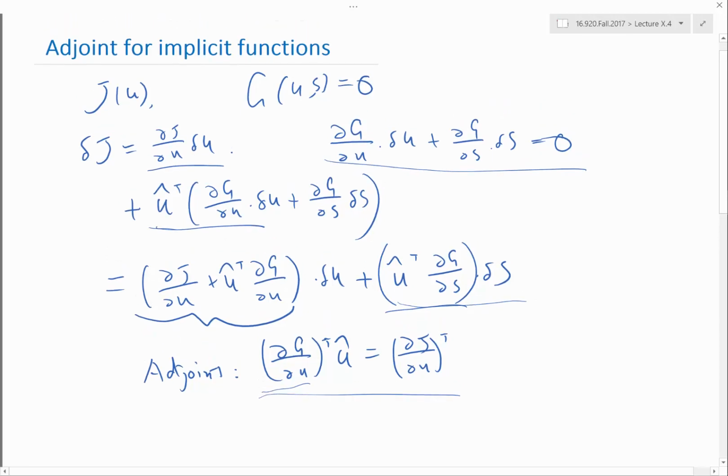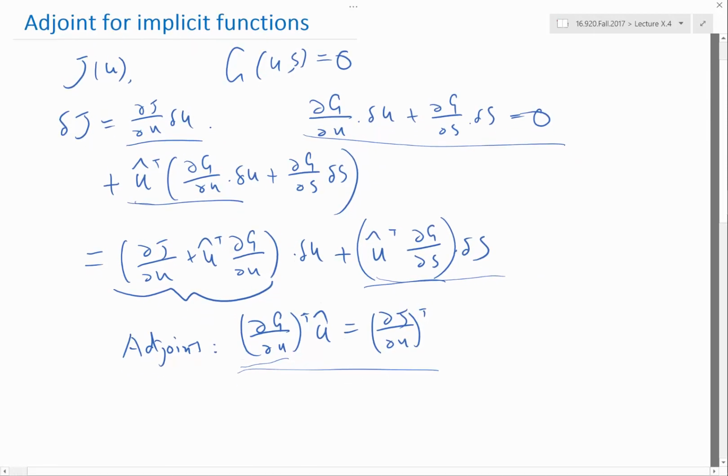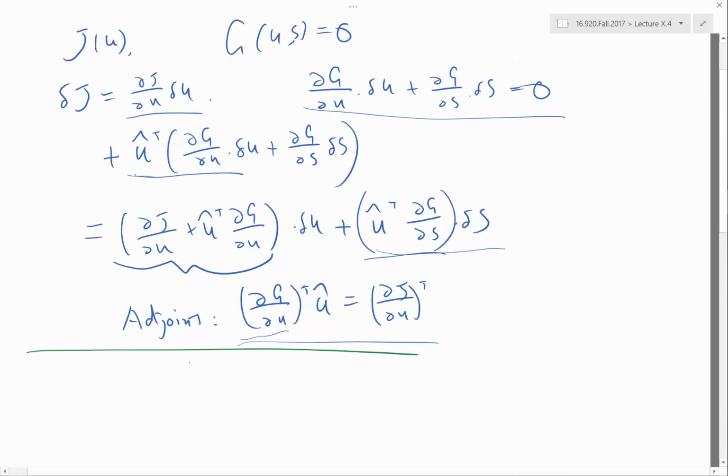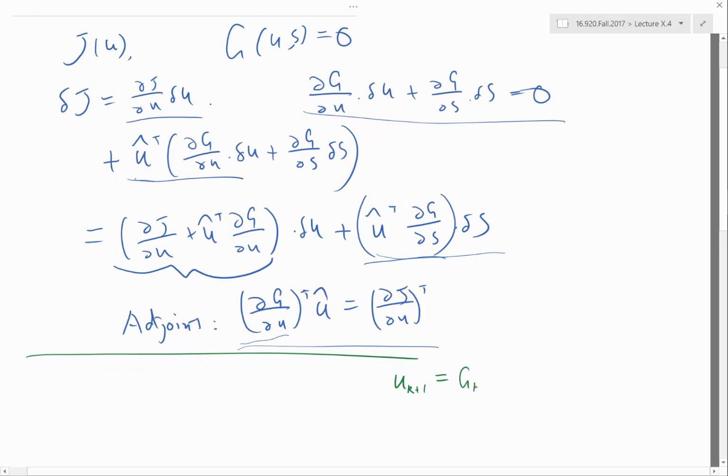So this is actually a generalization of the backpropagation formula we derived. Because in our backpropagation formula, we can actually pretty easily write the collection of constraints into a single constraint, right? So in the previous case, we had u_{k+1} is equal to g_k of u_k and s, right?